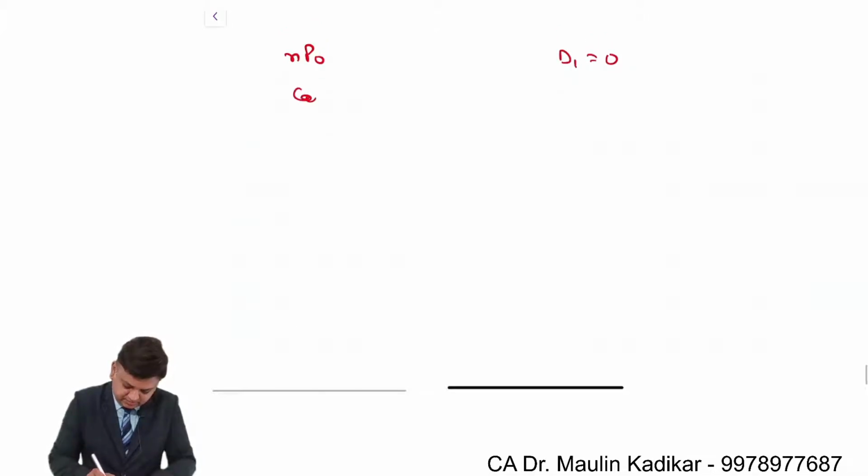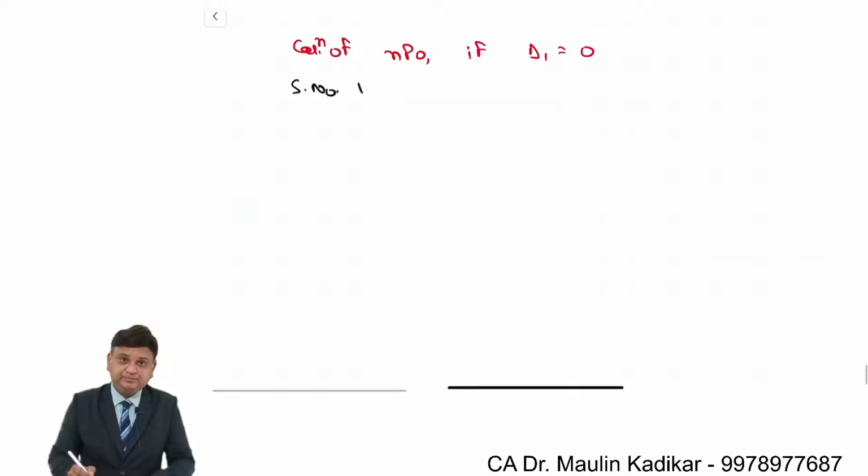Heading, write down: calculation of NP0 if D1 is 0. That is the question. Okay. So in that, step number 1, we'll do calculation of P1.